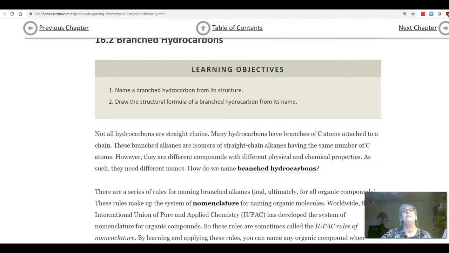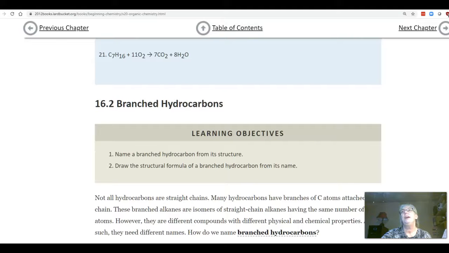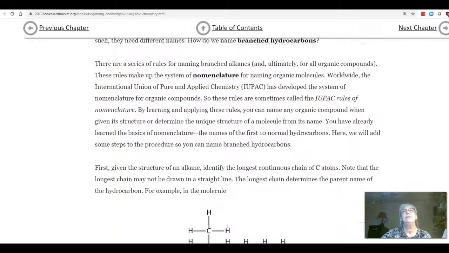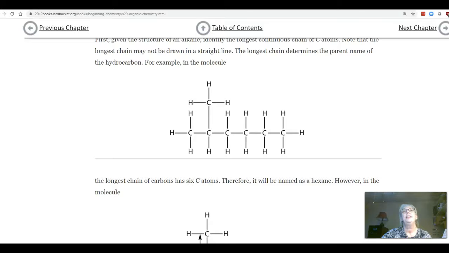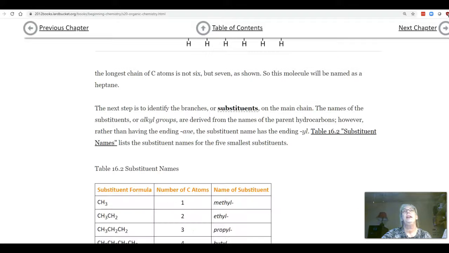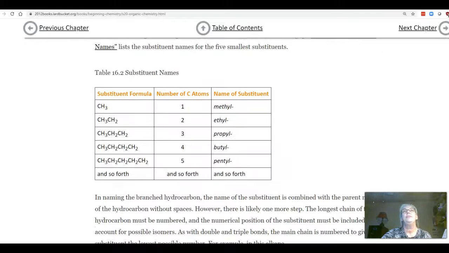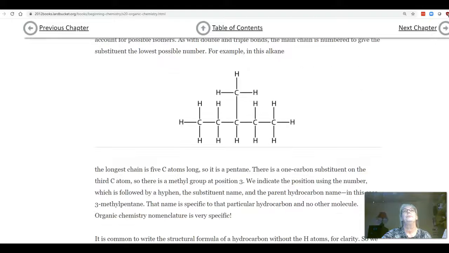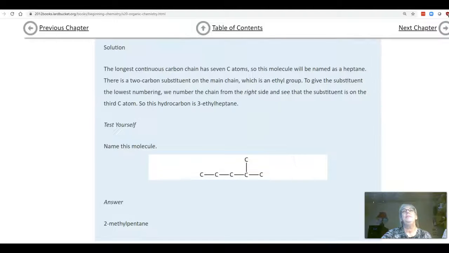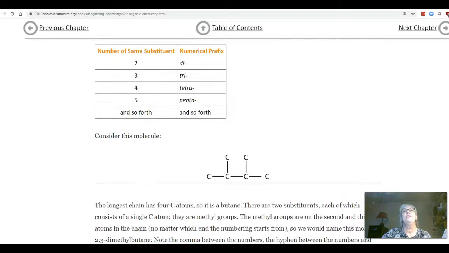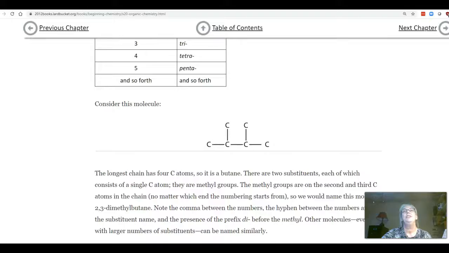The next section is about branching, where instead of a straight chain of carbon-hydrogen bonding, we have branches. And so it looks more like this. And there's a way to name these as well. So this chart here is important. So we have to learn how to name those chains. So it takes a while getting used to this.